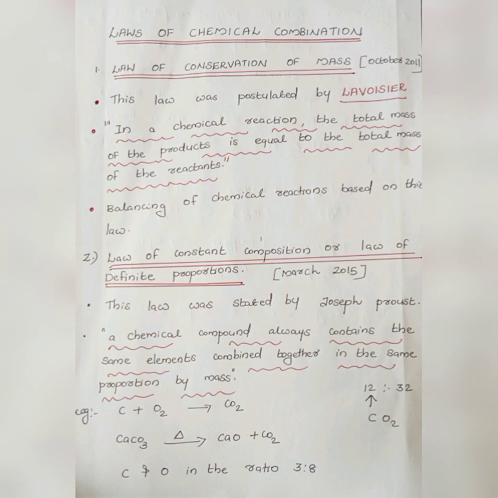Law of conservation of mass was postulated by Lavoisier. This law states that in a chemical reaction, the total mass of the product is equal to the total mass of the reactant. That means, for example, hydrogen reacts with oxygen to give water. In the case of H2, it is 2 gram reacting with 16 gram of oxygen to give 18 gram of water.